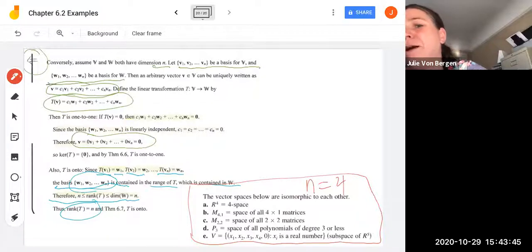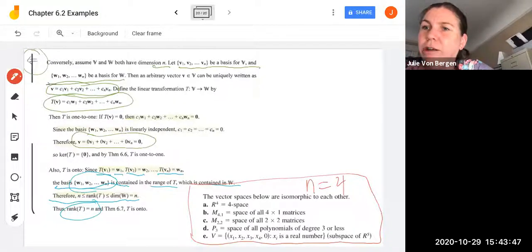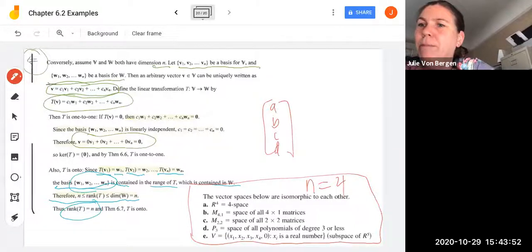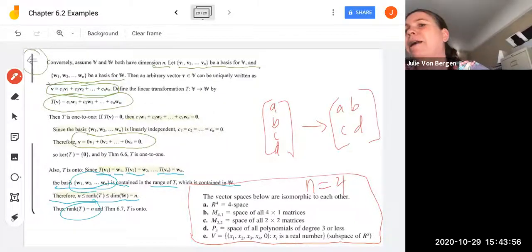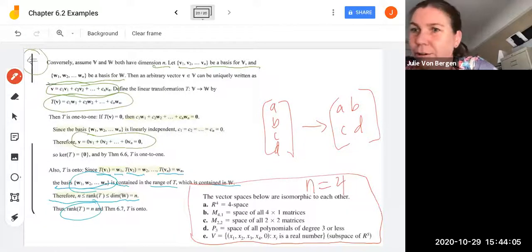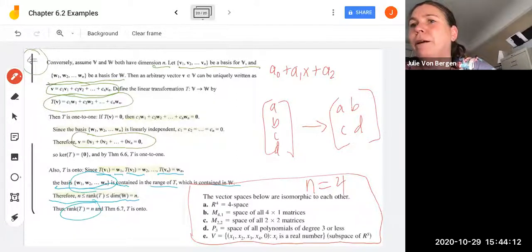You could also map to the 2x2 matrices, right? So imagine this is just saying A, B, C, D could map over to A, B, C, D, right? The position doesn't matter. It would still be 1 to 1 and onto. P3 is the space of all polynomials of degree 3 or less. And so think about that. A polynomial of degree 3 or less has this form: A0 plus A1x plus A2x squared plus A3x to the 3rd power. So there's 4 terms there.